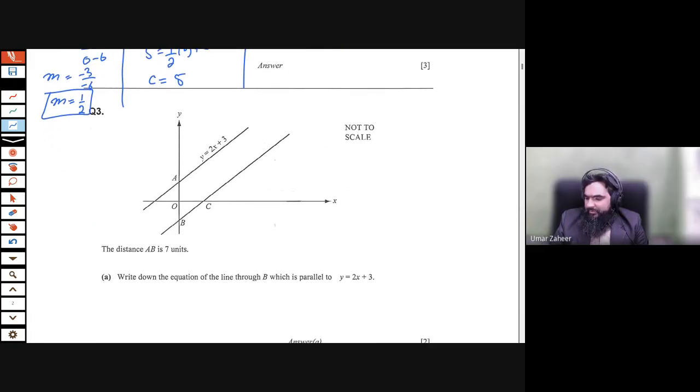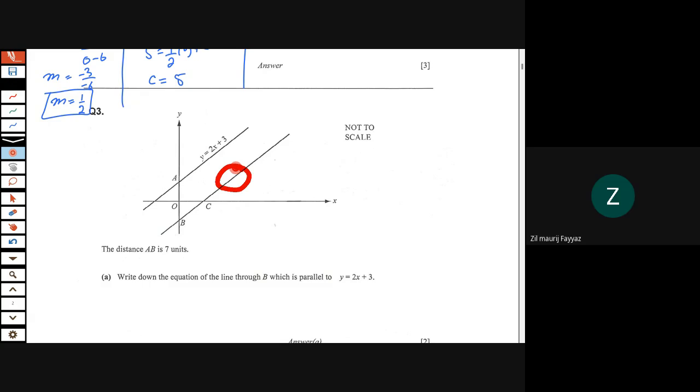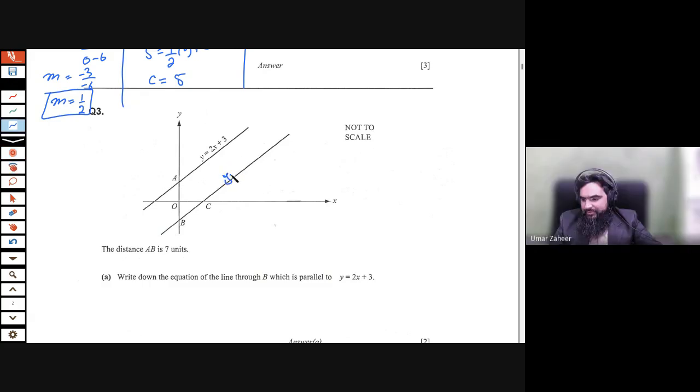All right. Question number 3, he says that the distance between the point A and B is 7 units. Write down the equation of the line through B, which is parallel to y equals 2x plus 3. This means these two lines are parallel. So if the gradient of this line is 2, what is the gradient of this line? 2. That is 2.